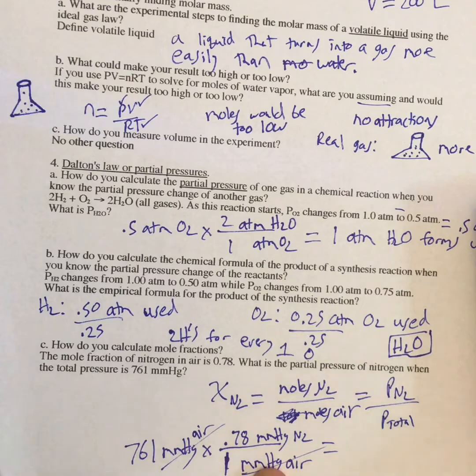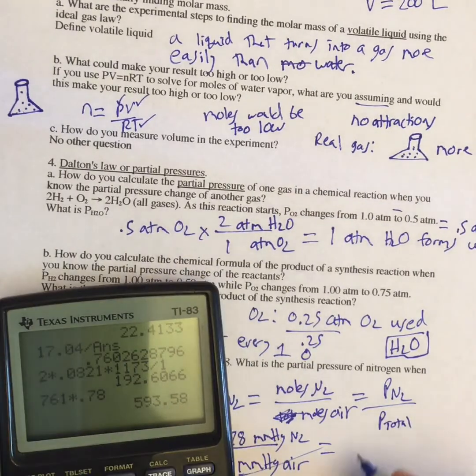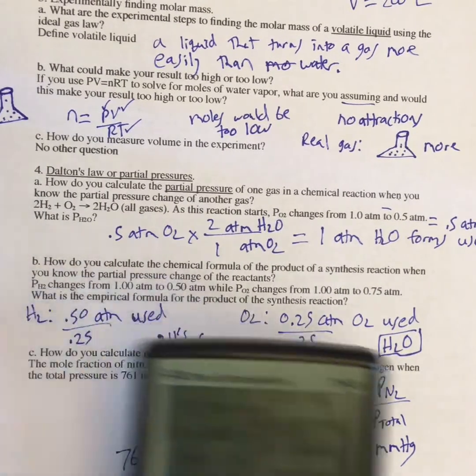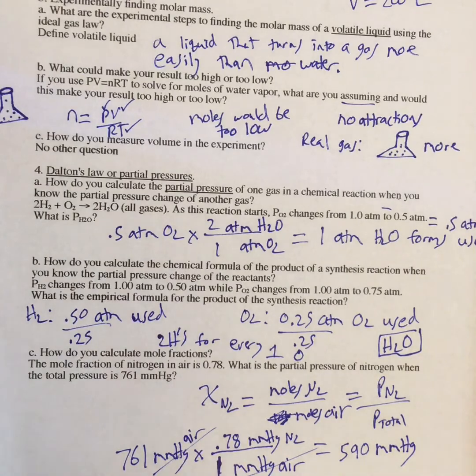So that is 593.58. 0.78 is 2 sig figs. So that's going to be 590 millimeters of mercury. So in other words, I don't know if the fraction makes sense or not, but if 78 hundredths of the moles are nitrogen, then 78 hundredths of the pressure is also nitrogen. So you just multiply it by 0.78.